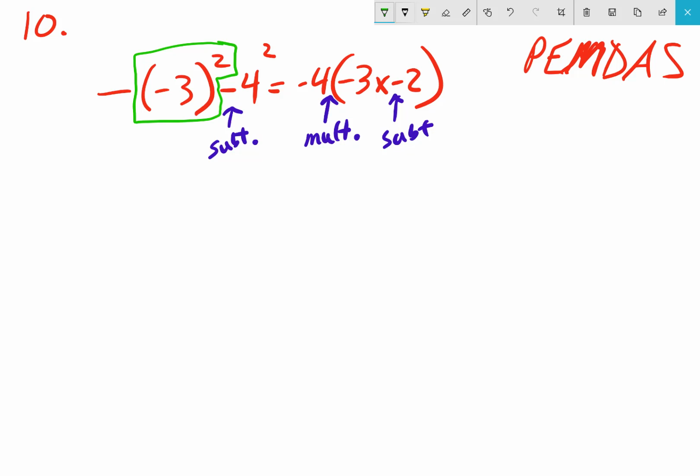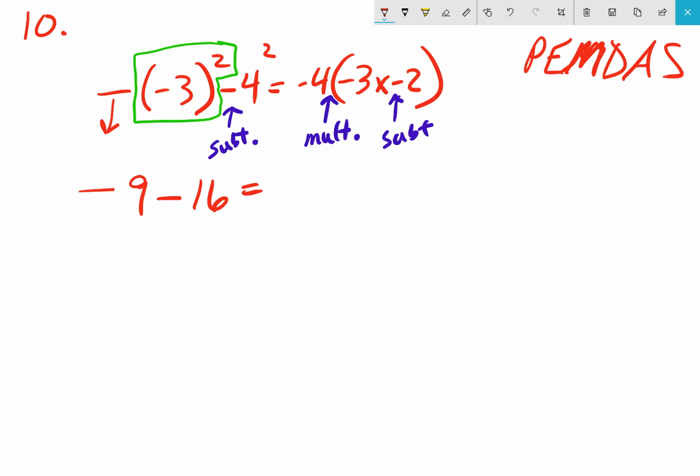So when you rewrite this, you've still got this negative sign right here. And then you've got -3 times -3, which is 9, +9. And then you're subtracting 4 squared. 4 squared is 16.